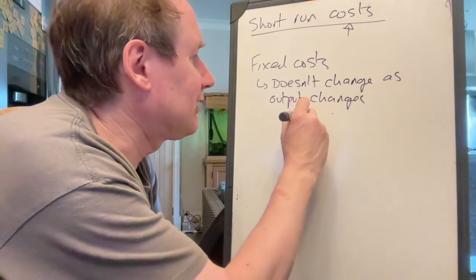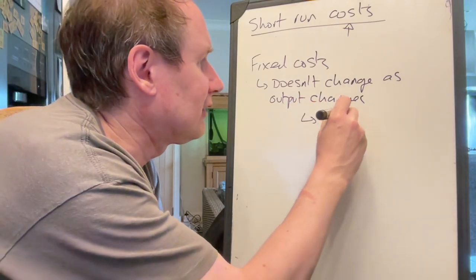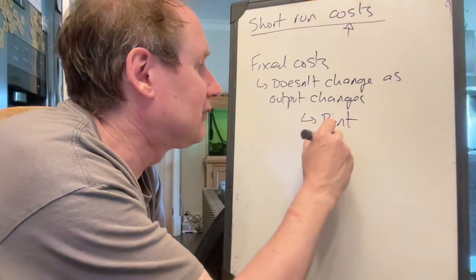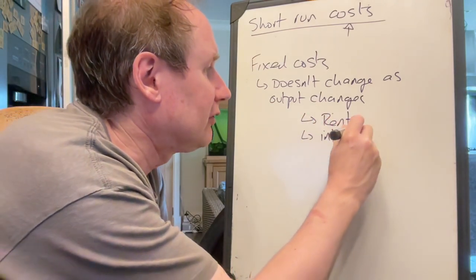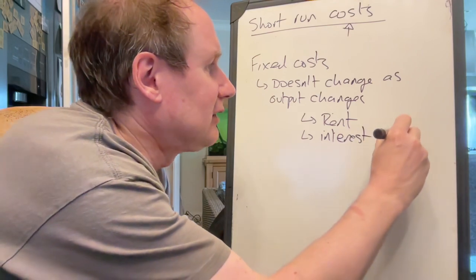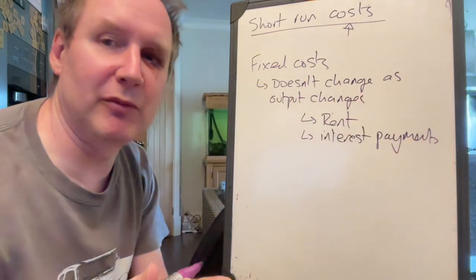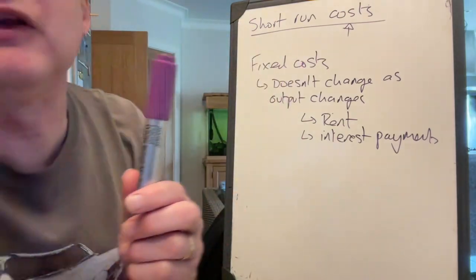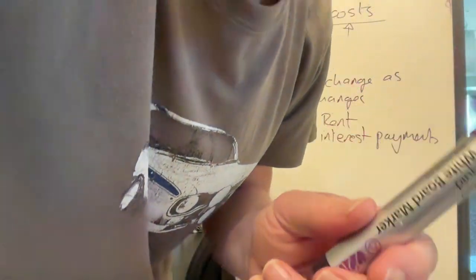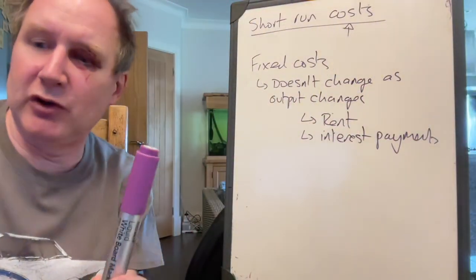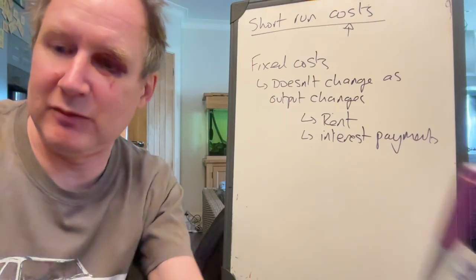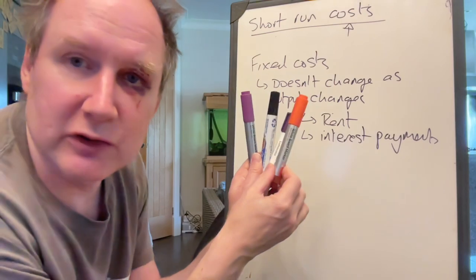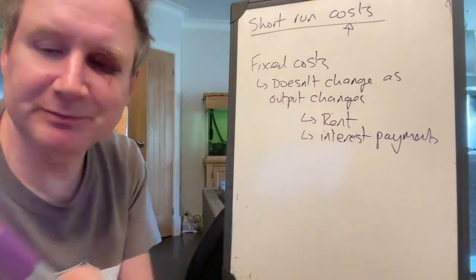So in other words, as output gets bigger, this cost stays the same. Classically students will always say things like rent, but also things like interest payments on a loan that you've taken out as a business. They don't depend on the number of marker pens that you're making. So a fixed cost is one where if I make an increasingly large number of marker pens, here's my first one, here's my second one, here's my third one, here's my fourth one. These are costs that don't change as I make more of these pens.